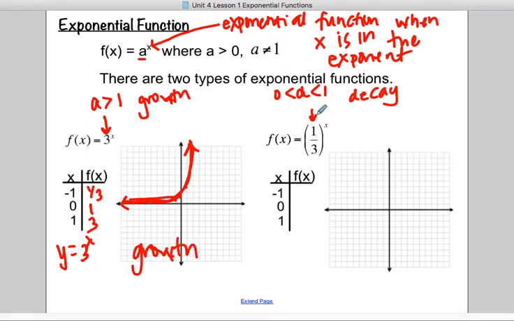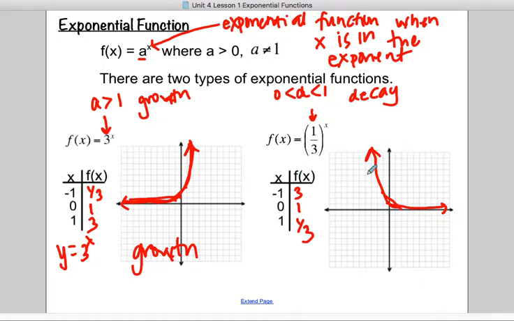Okay, let's graph this one. If I plug in -1 for x, I'd have 1/3 to the -1, which gives me 3. If I plug in 0, I still get 1. Anything to the 0 power is 1. And then if I plug in 1, I get 1/3. So kind of the reverse here. So I have -1, 3; 0, 1; and then 1, 1/3. And if I graph this, it's basically the same shape except it's reflected across the y-axis.